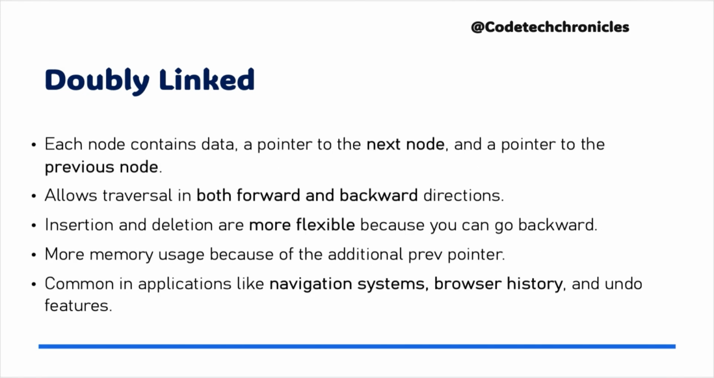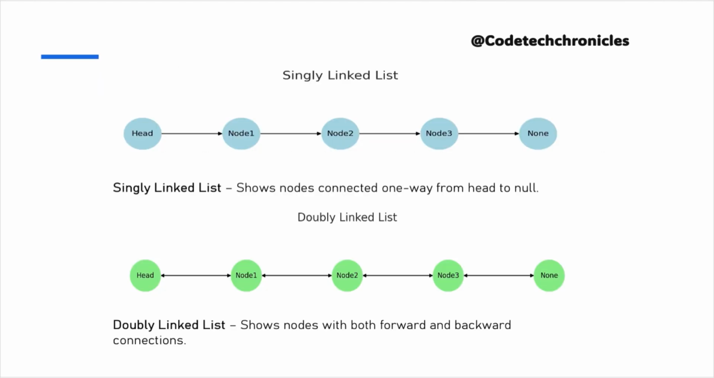A doubly linked list goes one step further. Each node has not one but two pointers, one pointing to the next node and one to the previous. This allows bidirectional traversal, which makes it easier to move back and forth through the list. Perfect for use cases like browser history, undo/redo features, and music playlists. Of course, there's a trade-off. You use more memory because of the extra pointer, but you gain flexibility.